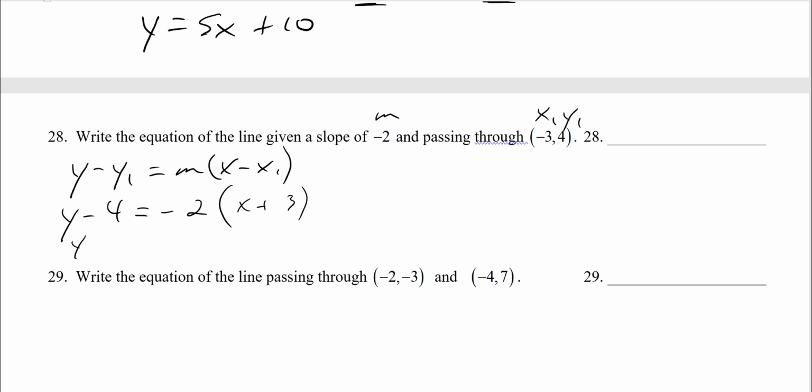Okay, and then you distribute it. So I get y minus 4 equals -2x minus 6. And then I'm going to add 4 to both sides. So y is equal to -2x minus 2. Okay, not bad. Okay, let's keep going here.